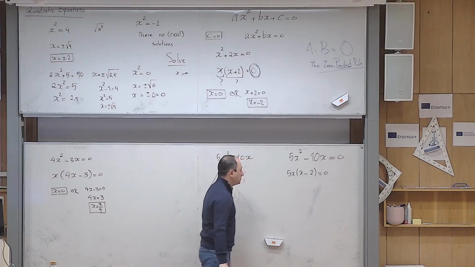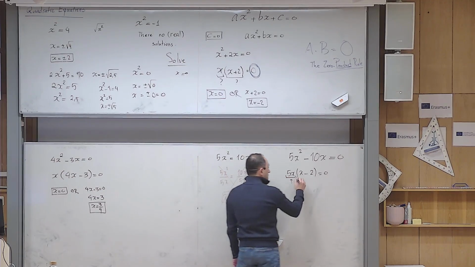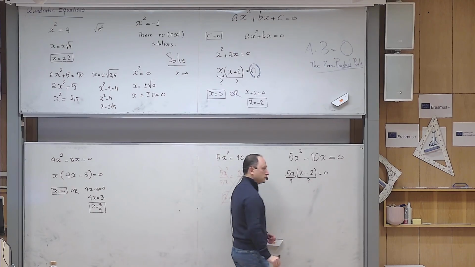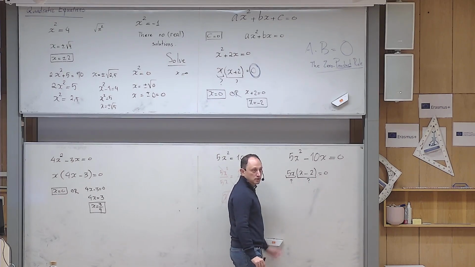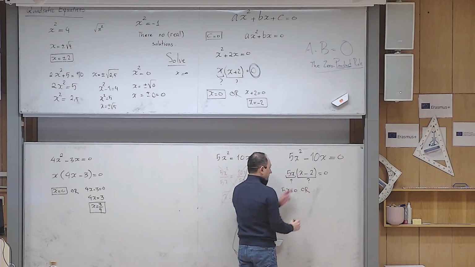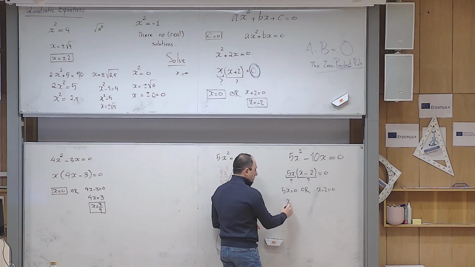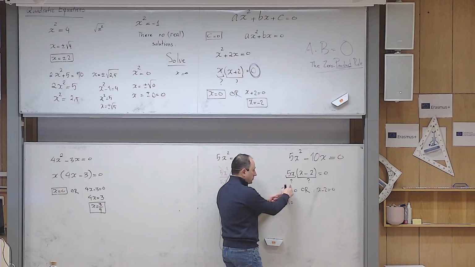And now can I use the zero product rule? Yes, because this is one number I don't know, and this is one number I don't know, but I know something: the product is 0. So it means either this one is 0 or this one is 0. This one is 0, what is the answer? This is a first degree equation. Why? Because the power is 1.